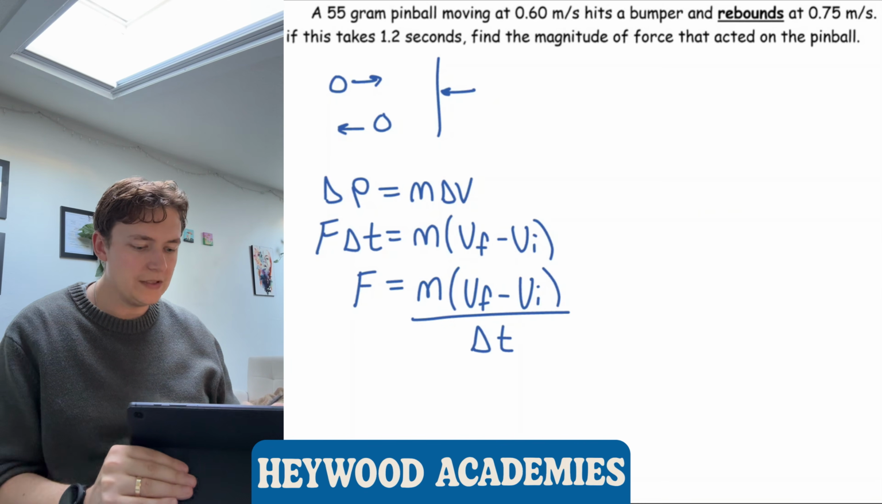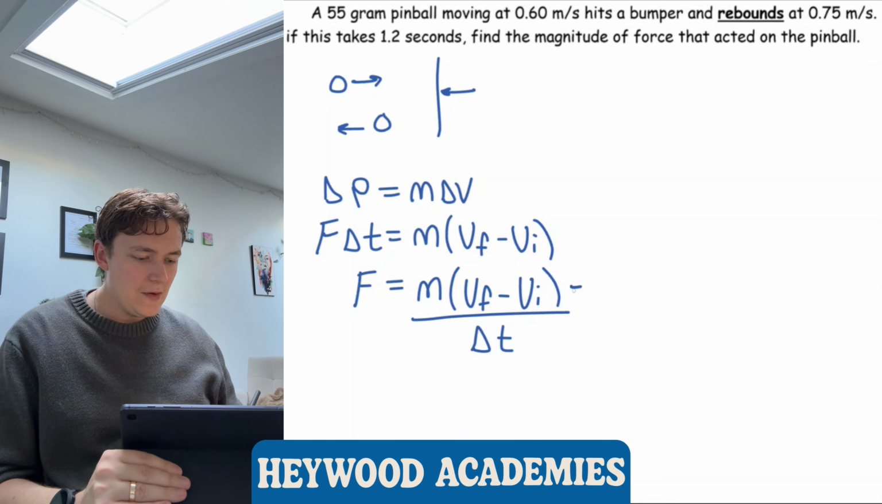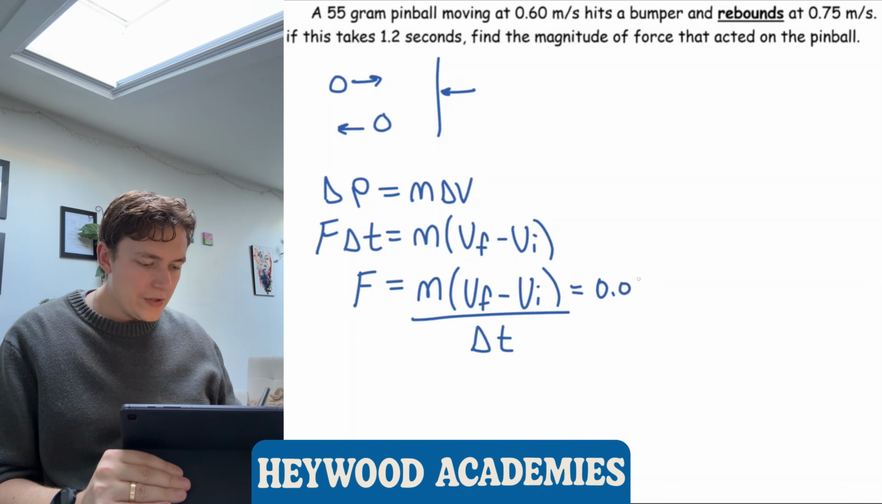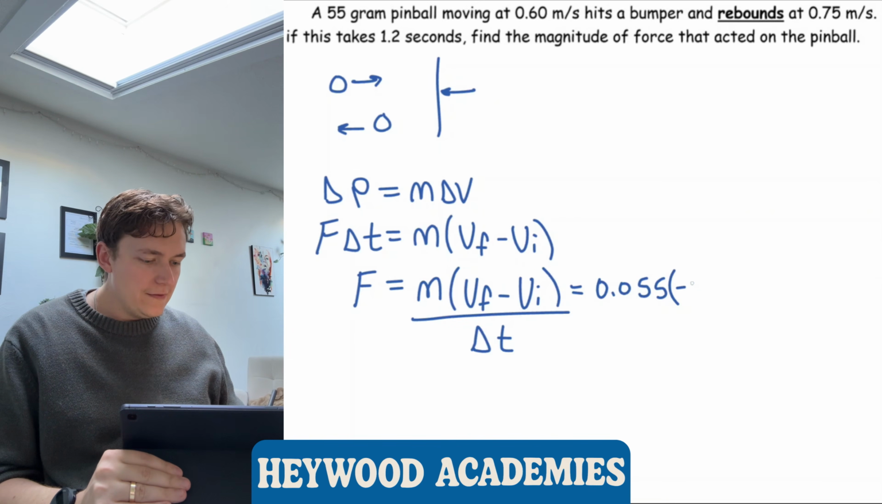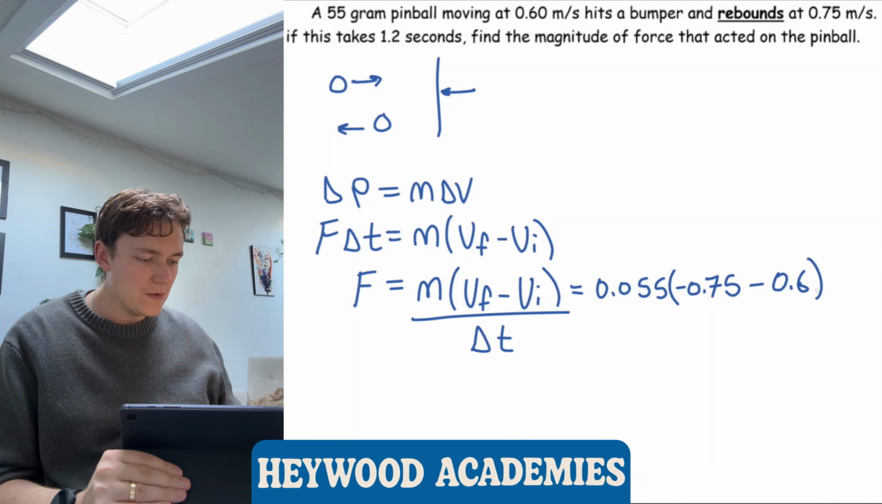Now from here we just got to plug in all of our numbers, but we just have to be careful to put our negatives and positives in there properly. So for the mass, we have 55 gram pinball. So if it's grams, we've got to convert it to kilograms, divide it by 1,000. We get 0.055. V final, if we look at our picture, that is going to the left. So v final would be negative 0.75. The minus is built into the equation, and then we have positive 0.6 for the initial because it's going to the right.